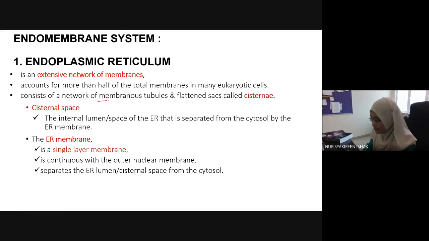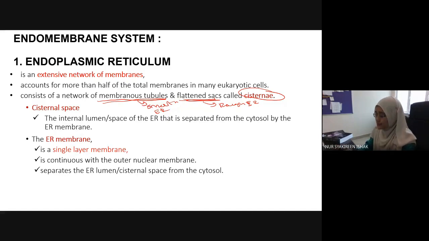So membranous tubule is referring to the smooth ER. It is the structure of smooth ER. But as for flattened sac, it is referring to the structure of rough ER. Okay. So this structure, membranous tubule or flattened sac, we call it the cisternae. Make sure you know how to spell it correctly, cisternae.